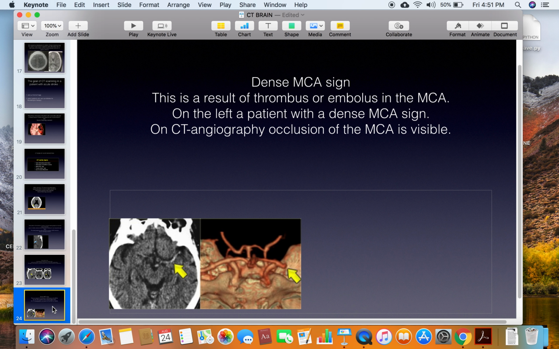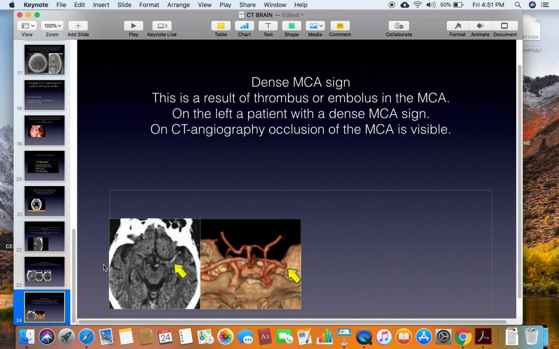So these are the findings that you will see on a CAT scan, and CAT scan is valuable in two situations: definitely in acute trauma, as well as in acute stroke, to rule out a bleed. Once we have ruled out a bleed, we can go ahead and give the patient thrombolytic agents.